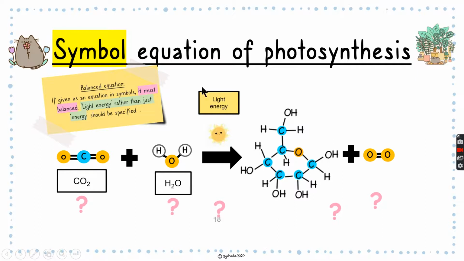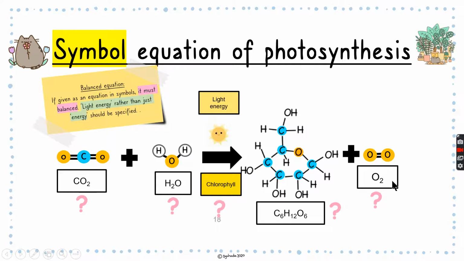Light energy and chlorophyll don't have any symbols, so you just write them down. After the arrow, it's C6H12O6 and then plus O2. But if you look over here, it's C6, right? There are 6 carbons in this one molecule of glucose, but here we only have 1 carbon. To balance out this equation, this is the input and this is the output. How can you have 6 carbons when you put in only 1 carbon in the beginning? The trick here is just to write down a 6 in front of the CO2 and H2O as well as O2. And that is your balanced equation.